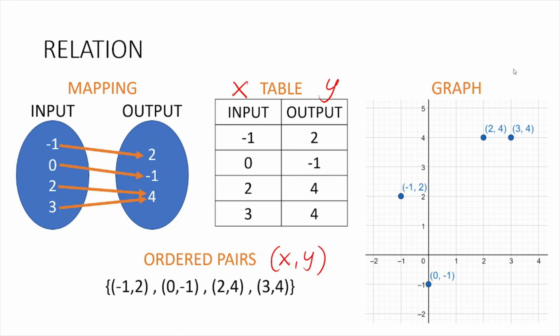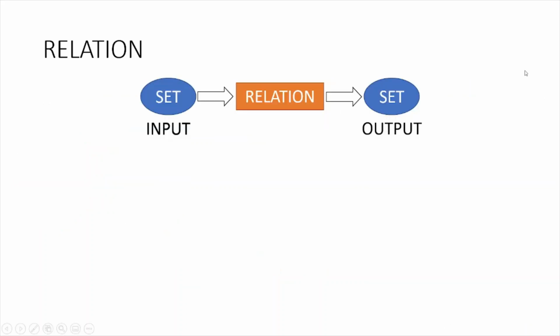Now, remember I mentioned earlier that we can denote the input and the output values as x and y values respectively, right? So here, the input set is also commonly called the domain, and the output set is usually referred to as the range, right? So let's take a look at some more examples of relations.